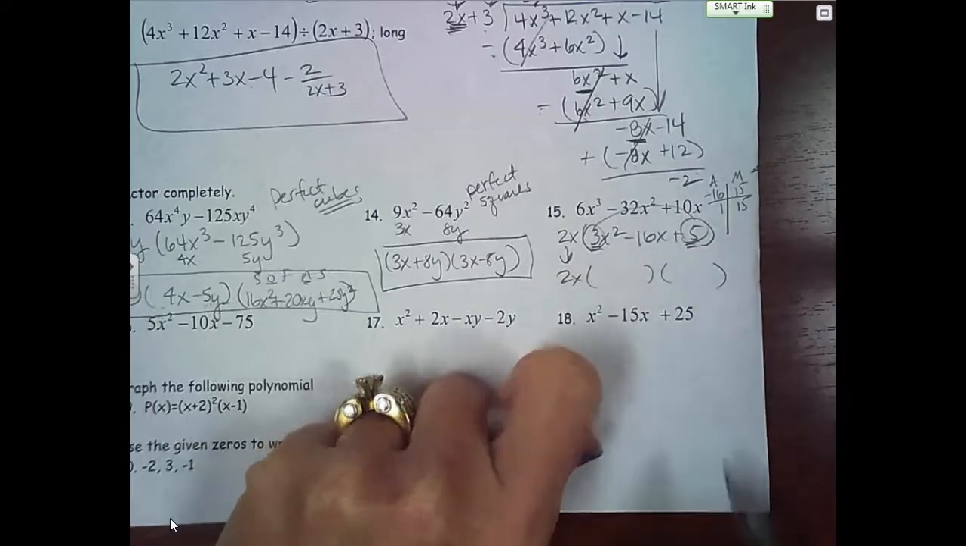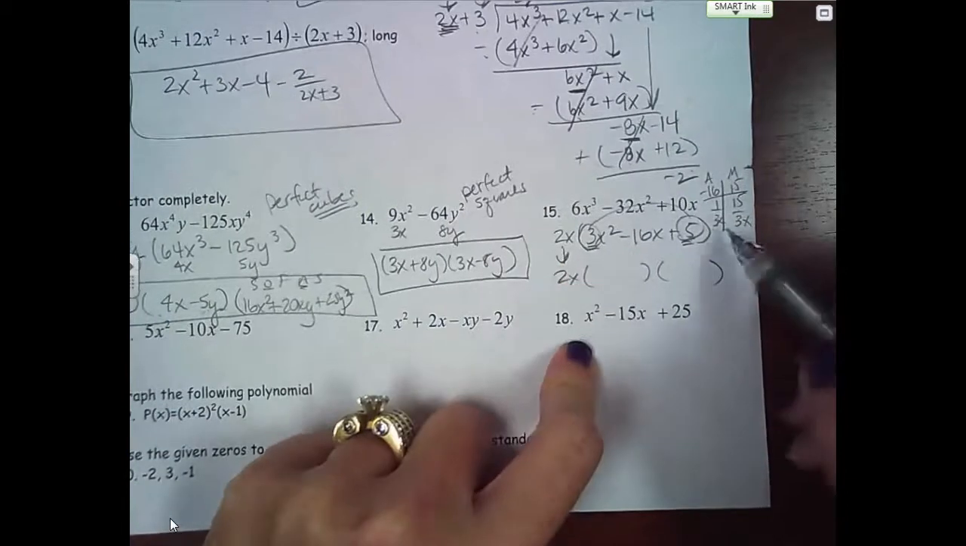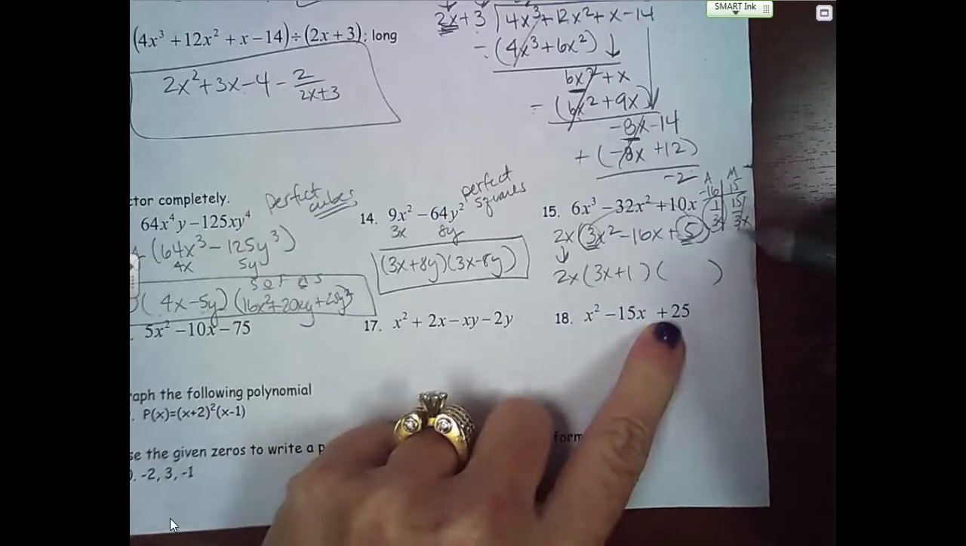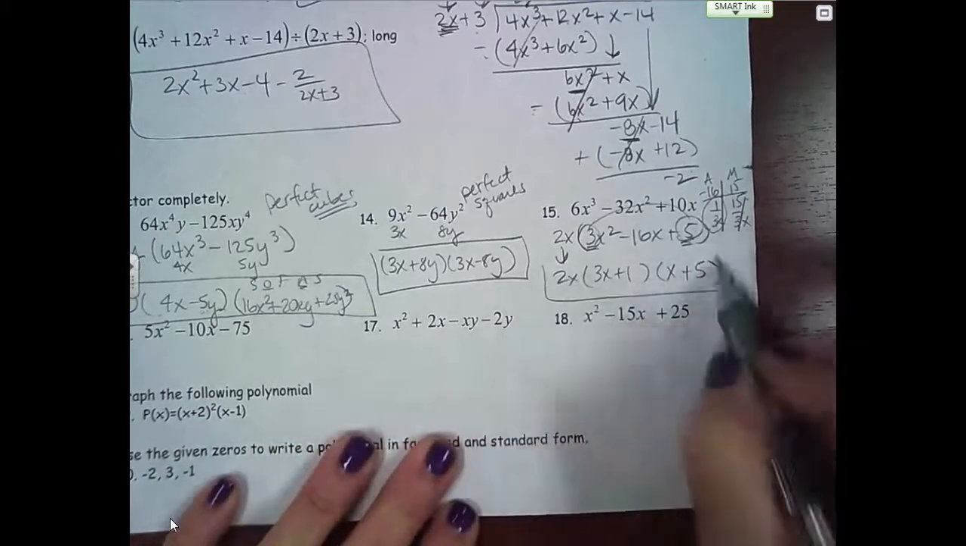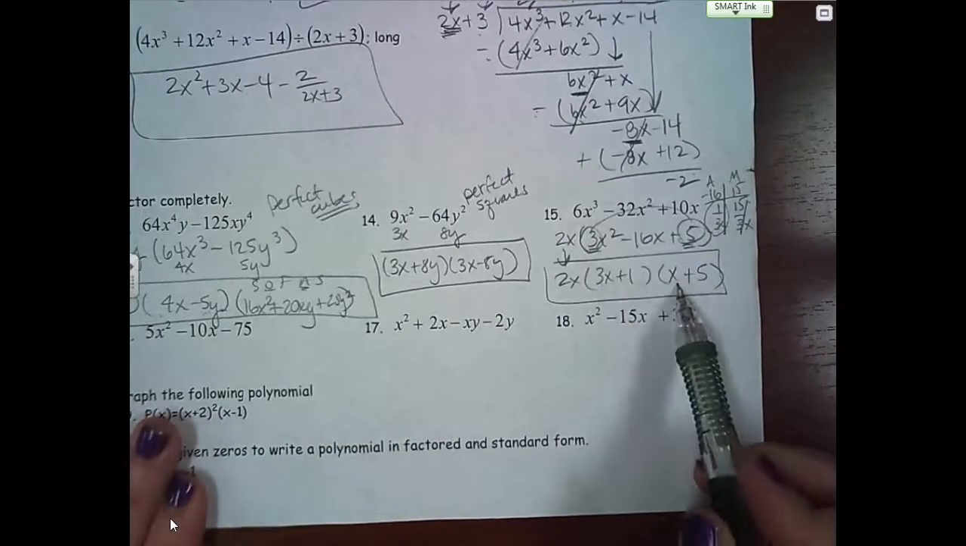Right, what are you going to divide by? You're going to divide by your 3x. So one of your answers is here, 3x plus 1. And your other answer reduces, so it's just x plus 5. And you can check it. 2x times 3x times x is 6x cubed.